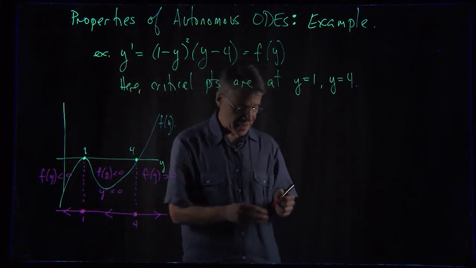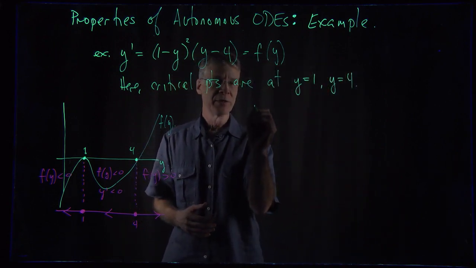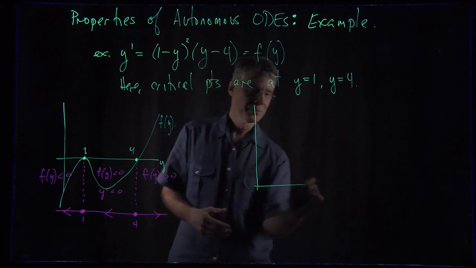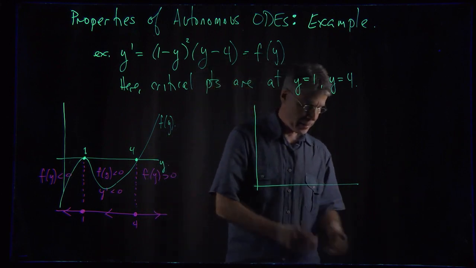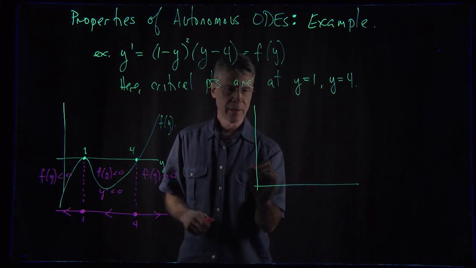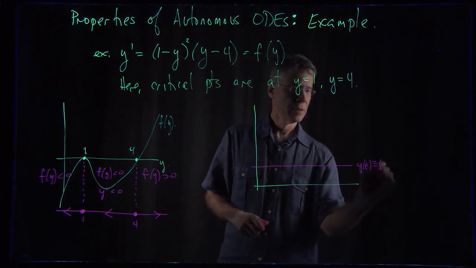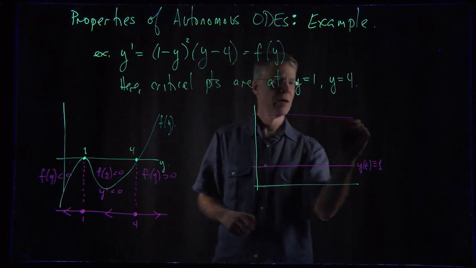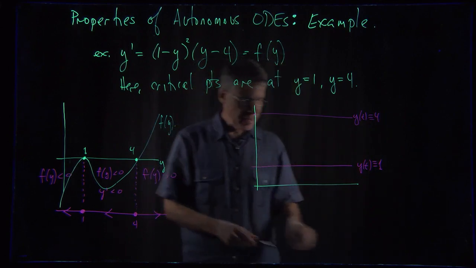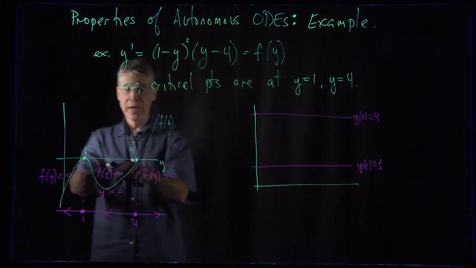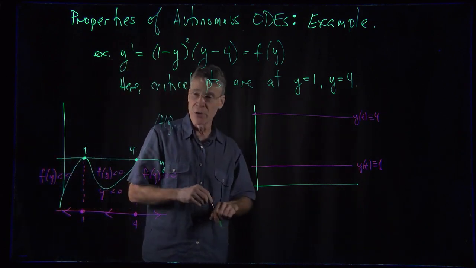If I wanted to instead actually look at solutions, I can go into my slope field. And if I go into my slope field, I know that at 1, I have an equilibrium solution, and at 4, I have an equilibrium solution. And in between, I know that all of my solutions are decreasing between 1 and 4. So I already know what's happening here.